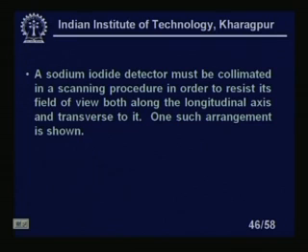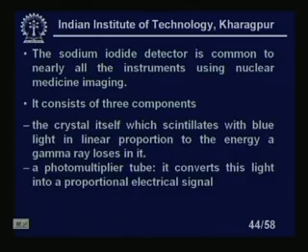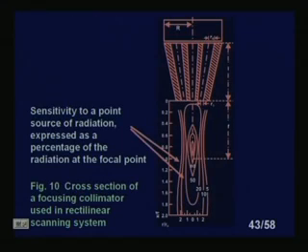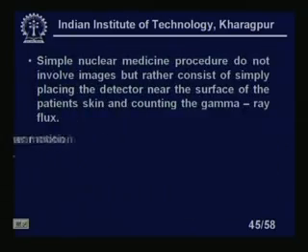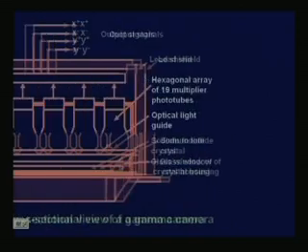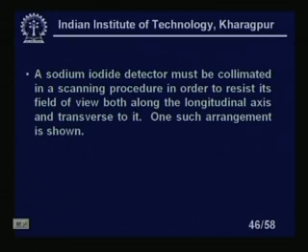A sodium iodide detector must be collimated in a scanning procedure in order to restrict its field of view, both along the longitudinal axis and transverse to it. One such arrangement is shown in the figure. See how it is collimated. Source sensitivity is the detection of a point source of radiation, expressed as a percentage of radiation at the focal point. A sodium iodide detector must be collimated.